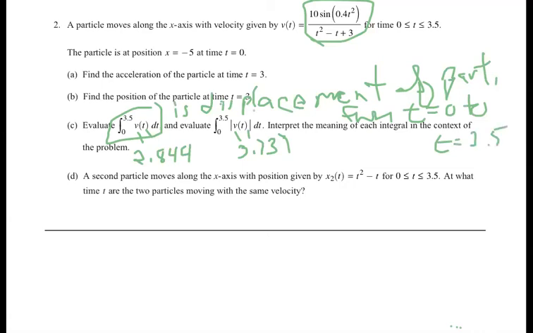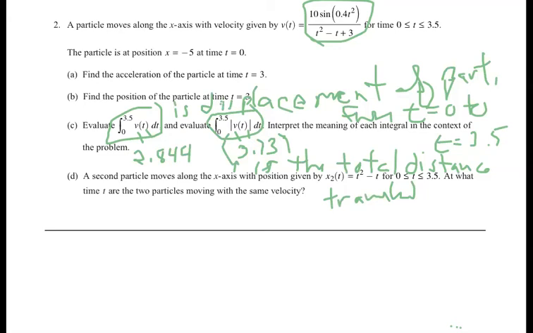And then down here, this part, the absolute value, you should say is, and you should use those integral symbols when you write this, the total distance traveled from t equals 0 to t equals 3.5. And that is the end of part C.